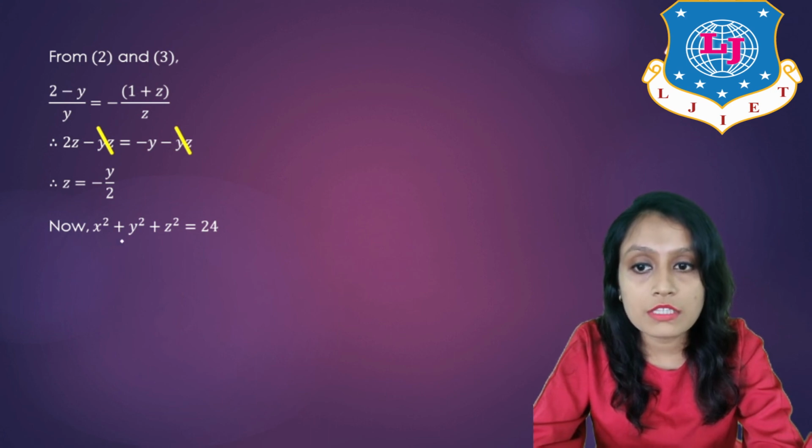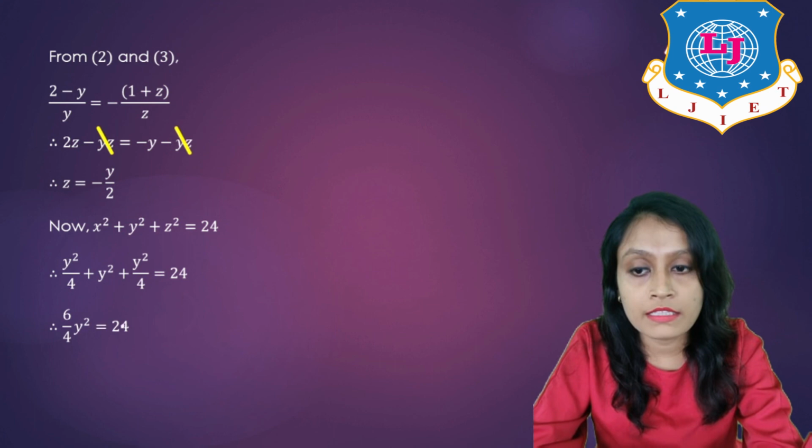Now we have this constraint, that is x square plus y square plus z square is equal to 24. Now we have to convert everything in the form of y. So in place of x we will write y by 2. Here we have y square by 4 plus y square as it is, plus, from here z is equal to minus y by 2, so you will get plus y square by 4 is equal to 24. Simplify this. So you will get 6y square upon 4 is equal to 24.